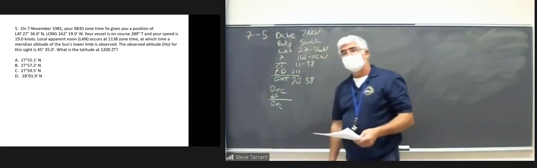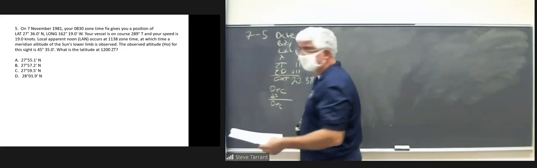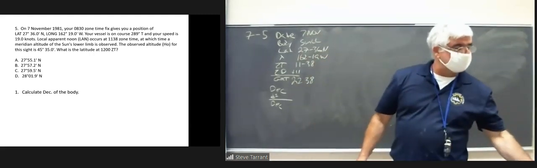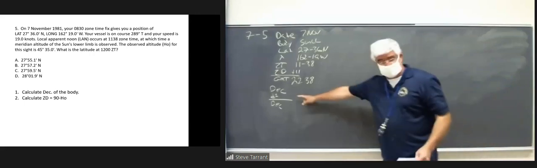Okay? So that makes it GMT 2238. Okay? 2238. All right? So now you've got to go to 7 November. Do I even have that? Okay, so we've got to calculate the declination of the body. We're going to do that.